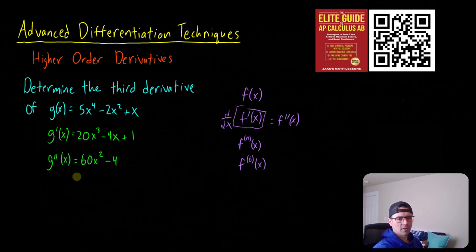And then finally, to find the third derivative, that would just be the derivative of the second derivative. So g triple prime of x is going to be, again using the power rule, bring the 2 down in front, which gives you 120x, lower the power by 1 so it just makes it an x, and then the derivative of this constant 4 is 0. So we just end up with 120x as our third derivative there.